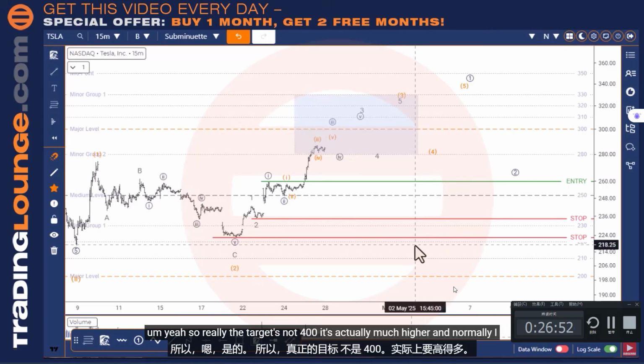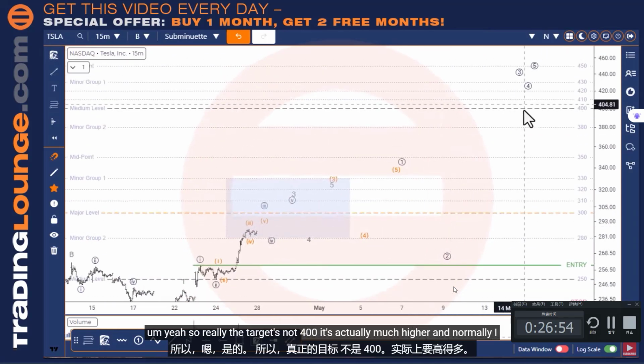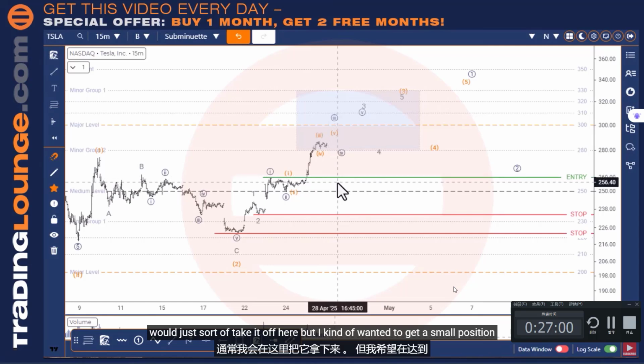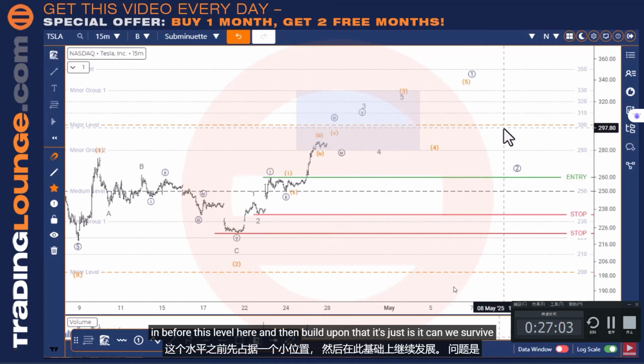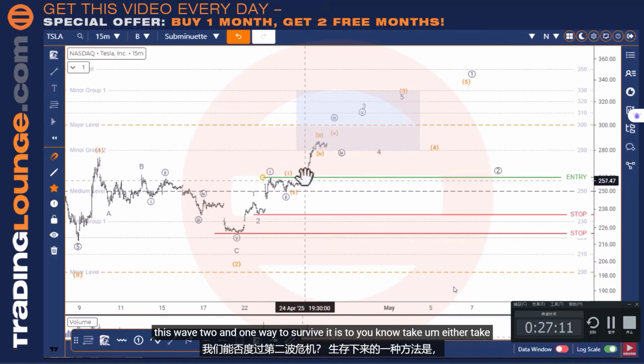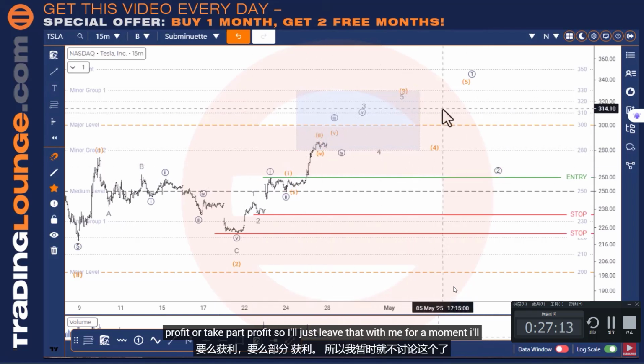So yeah, really the target's not 400, it's actually much higher, and normally I would just take it off here, but I wanted to get a small position in before this level here and then build upon that. It's just can we survive this wave 2? And one way to survive it is to take either profit or part profit. So I'll just leave that with me for a moment.